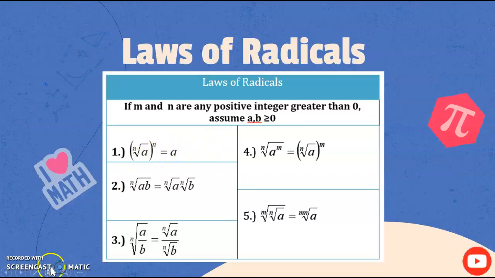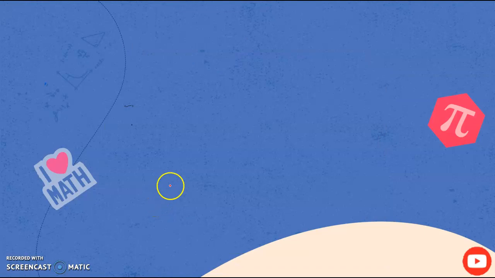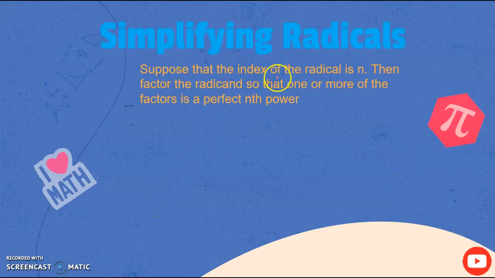Last case, we primarily used these two laws. Now, in this video, we're going to include this law. This is the main law that we're going to apply in the following examples and process of simplifying radicals. Suppose the index of a radical is n, then factor the radicand so that one or more of the factors is a perfect nth power.